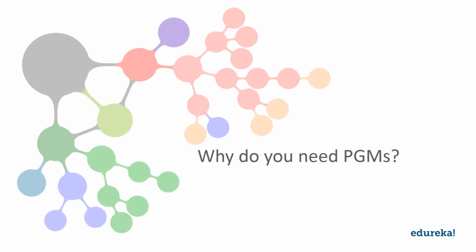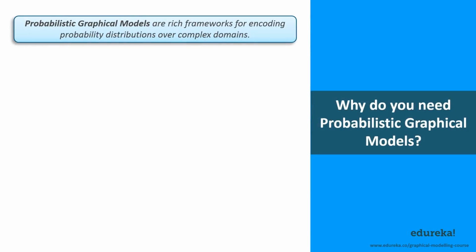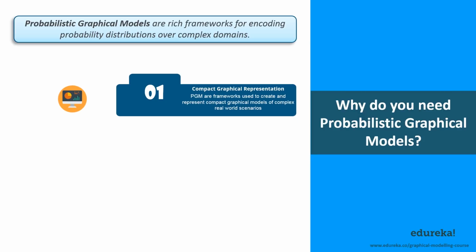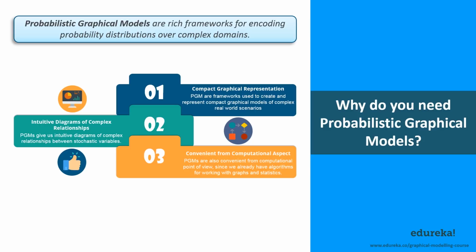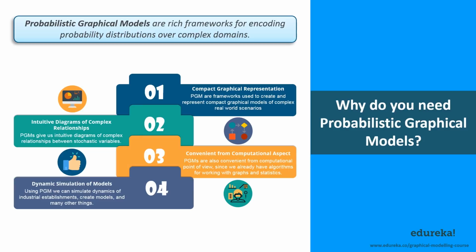So why do we need PGMs or probabilistic graphical models? They give us intuitive diagrams of complex relationships between stochastic variables. They're also a very convenient form from a computational point of view, since we already have a lot of algorithms for working with graphs and statistics. Using PGMs, we can simulate the dynamics even of a nuclear power plant, create models of chemical components, and generate music and many other things. So probabilistic graphical models are actually very rich frameworks for encoding probability distributions over complex domains.